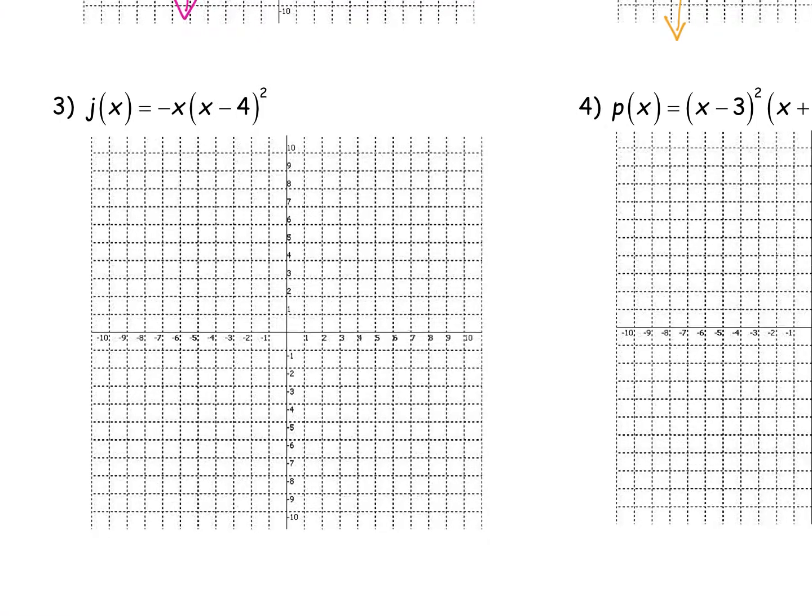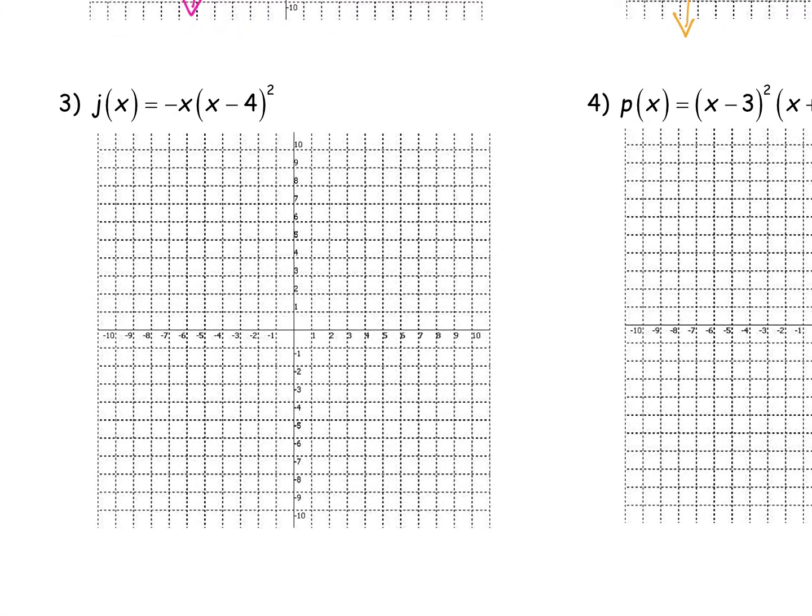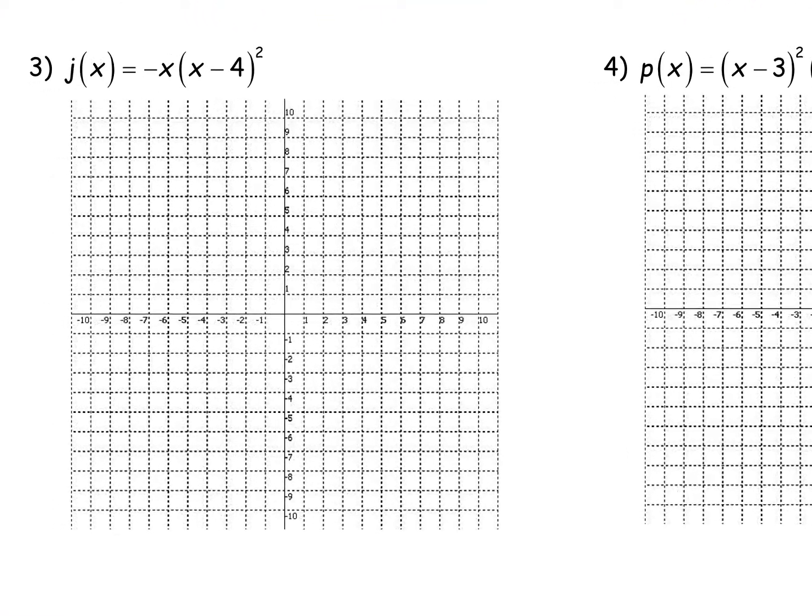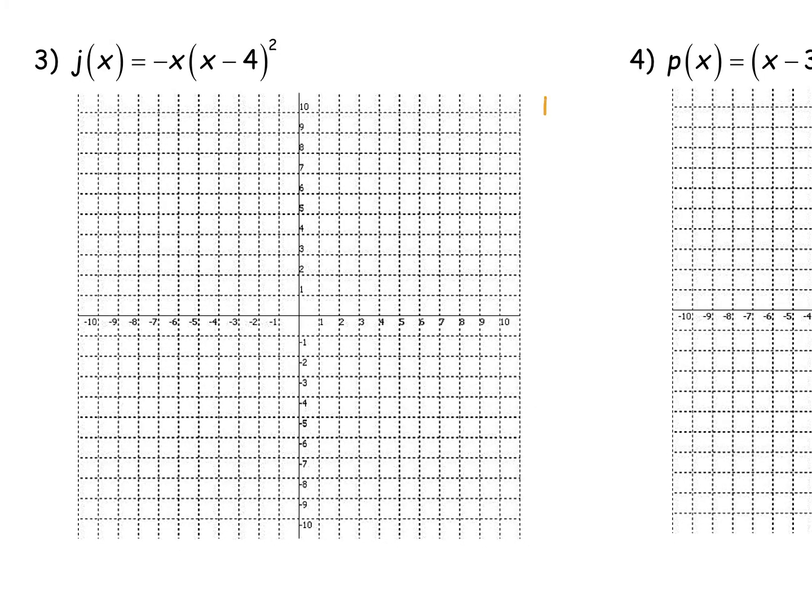Okay, so, oof, okay. So we've got number 3 here, has a degree of 3 still, and a leading coefficient of -1. Whew, okay. X-intercepts are 0 and 4 with a multiplicity of 2. So with a leading coefficient of -1, that means it's going to start high and end low this time.